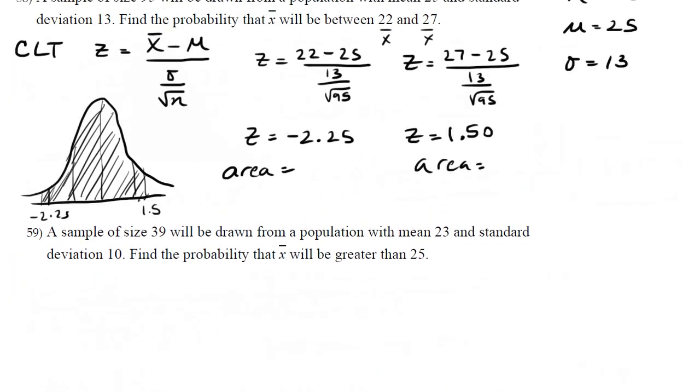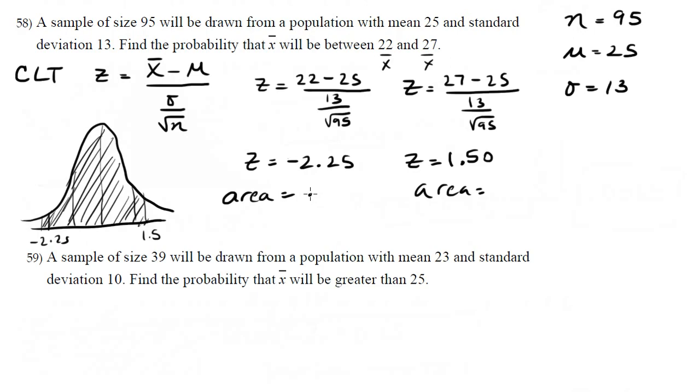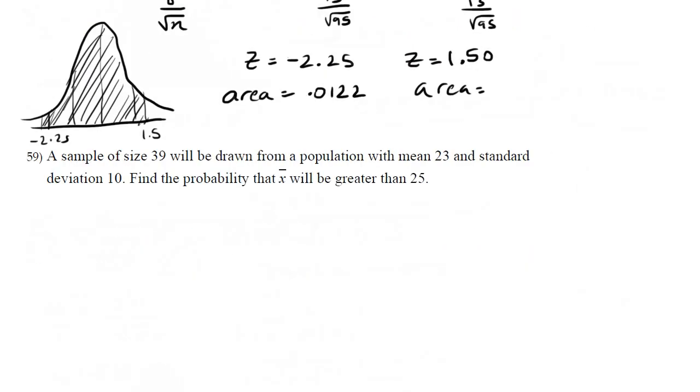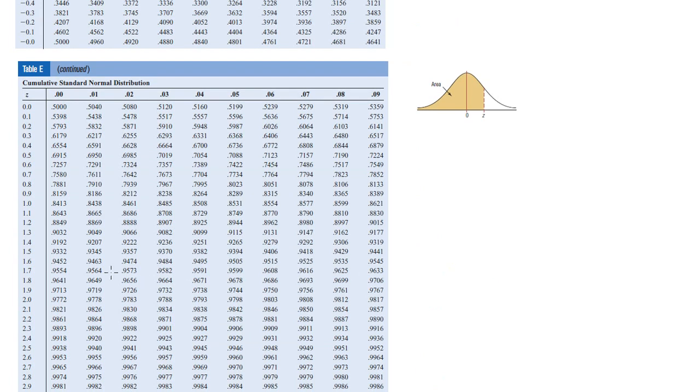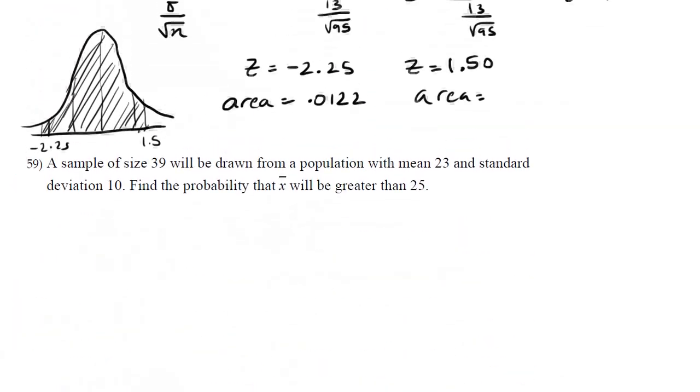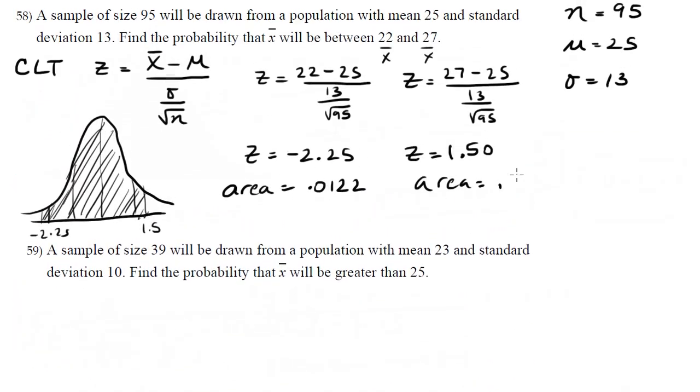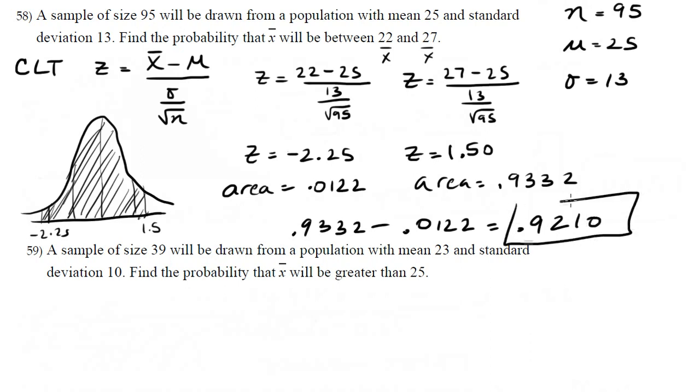0.0122. For 1.5, that's z value 1.50, 0.9332. So 0.9332 minus 0.0122 equals 0.9210. There's the probability that our mean will be between 22 and 27: 0.9210.